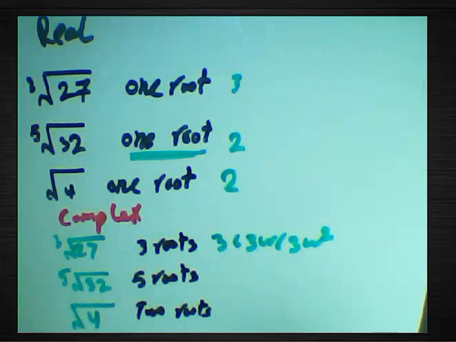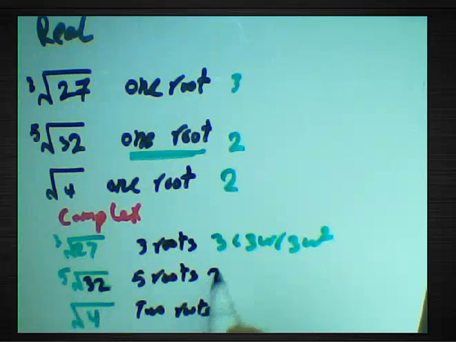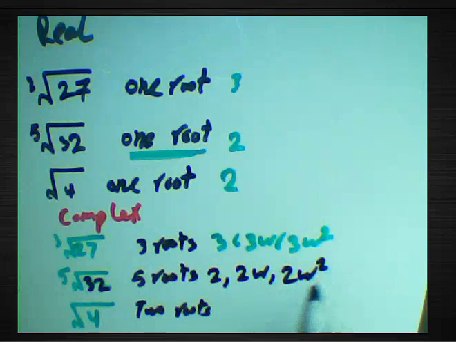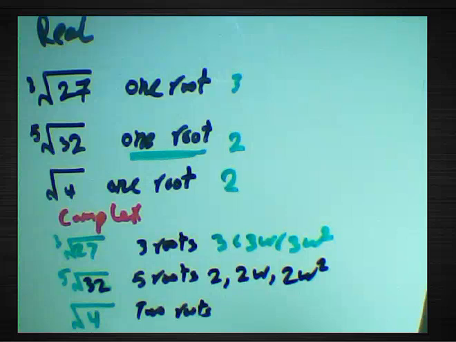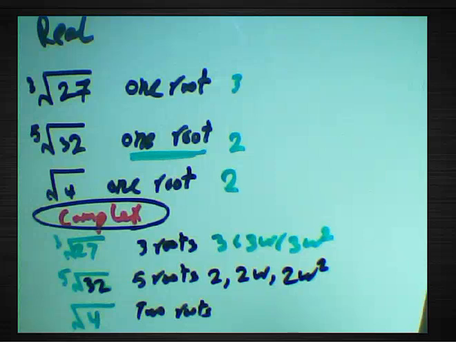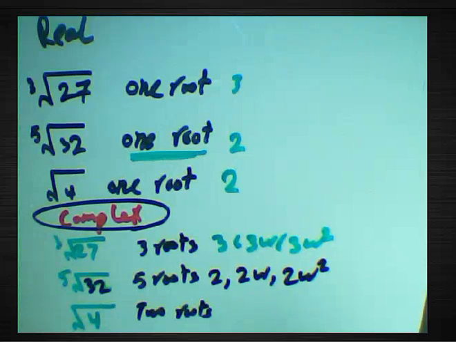And what about the fifth root of 32? It will be 2 and 2 omega and 2 omega power 2 and so on, 5 roots here. And the square root of 4 in complex, we have 2 roots.